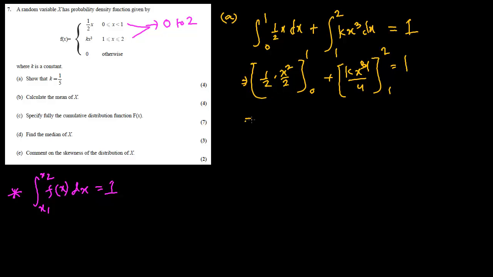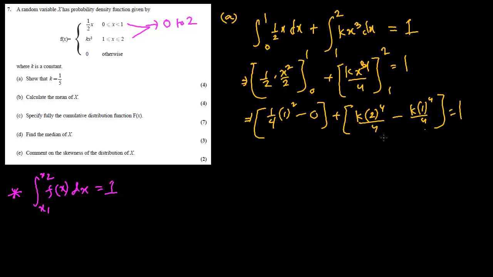So what we have over here is 1 by 4. If you put the limit 1 squared minus 0 of x, the whole thing is going to be 0, plus if you put the limit over here as 2, this would be k 2 to the power 4 by 4, minus if we put the limit 1, k 1 to the power 4 by 4 equals 1. This turns out to be 1 by 4 plus 2 to the power 4 is 16. 16 divided by 4 is 4. So 4k minus k by 4 equals 1.